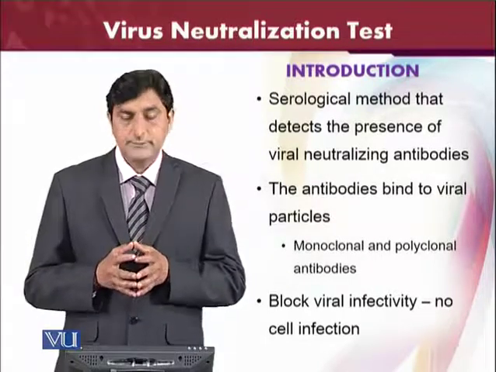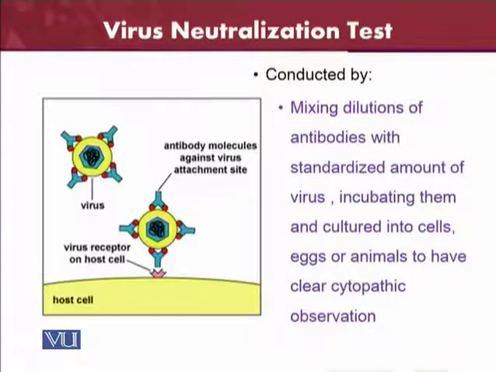It blocks the viral infectivity and no cell infection occurs. It is conducted by mixing dilutions of the viruses. So we will see how the virus neutralization occurs. We will use different dilutions of the serum, and we will use those different dilutions with different dilutions of the viruses, so that the virus will not cause any infection after using these antibodies. Then we incubate them for culture into the cell. After making the dilutions and mixing them together, we will incubate and culture it in eggs or animals to get clear cytopathic effects.